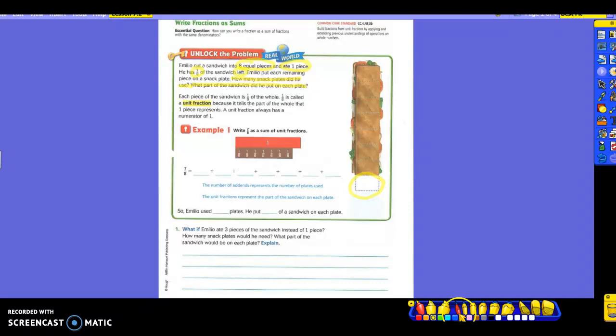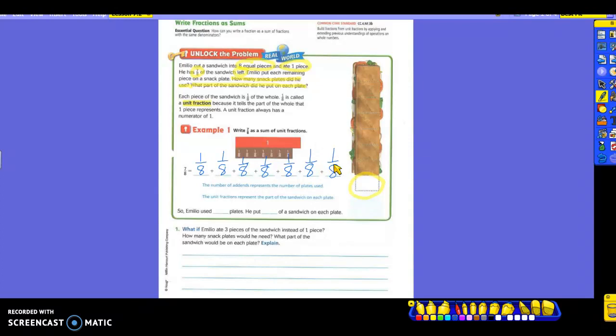Okay, so now what we're going to do is to write 7/8 as a sum of unit fractions. So what's the unit fraction in eighths? The 1/8 that it just told you, right? So that means we're going to do that how many times to get 7/8? 7 times. So we're going to write 1/8 plus 1/8 plus 1/8 plus 1/8 plus 1/8 plus 1/8 plus 1/8. 7 different times.